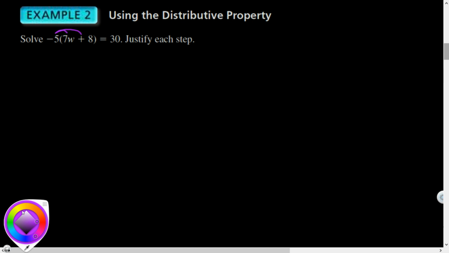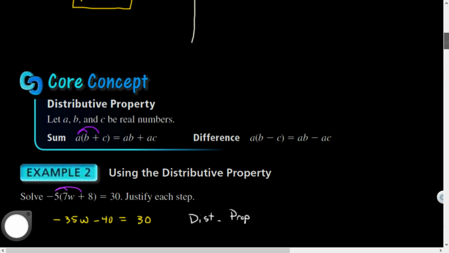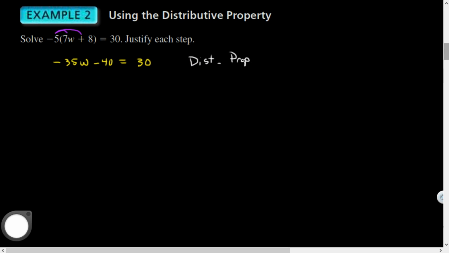So the first thing I would do is distribute. I'll get negative 35w minus 40. Often students make this a plus sign. They don't realize that the minus is hitting the second term in the parentheses, equals 30. Why is that true? You guys know it. Distributive property. Do I need equality there? I don't think so. No, just straight up distributing.